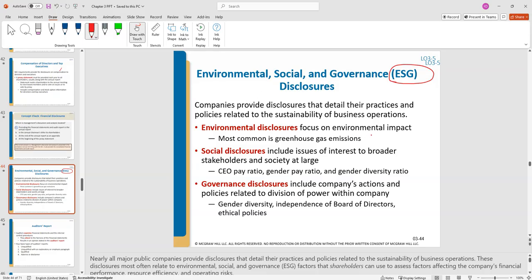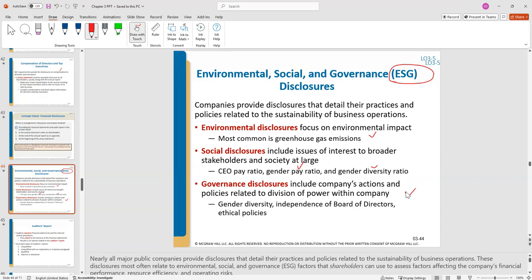So environmental might be a disclosure about how much emissions we use, how much gas or energy we use. Social disclosures include issues of interest to the broader stakeholders, so maybe the gender pay ratio, our diversity ratio or gender ratio in the company. And governance disclosures include the company's actions and policies related to division of power within the company. So maybe something like, do we have a policy or a rule in the company around these specific areas?